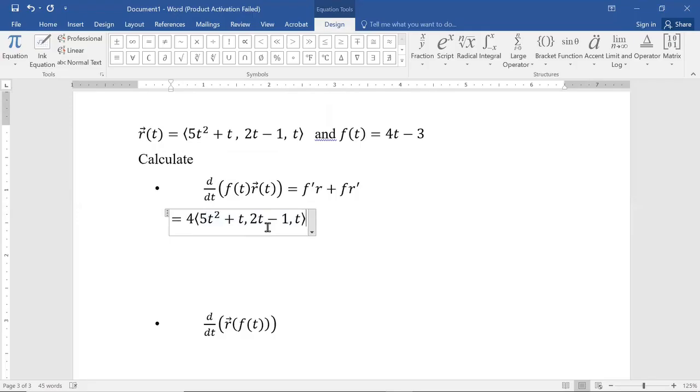So that's f prime times r. Then I'm going to take f times r prime. Now f is 4t minus 3. And I'm going to multiply that times r prime. R prime is going to be 10t plus 1, 2, 1. We've already done that.